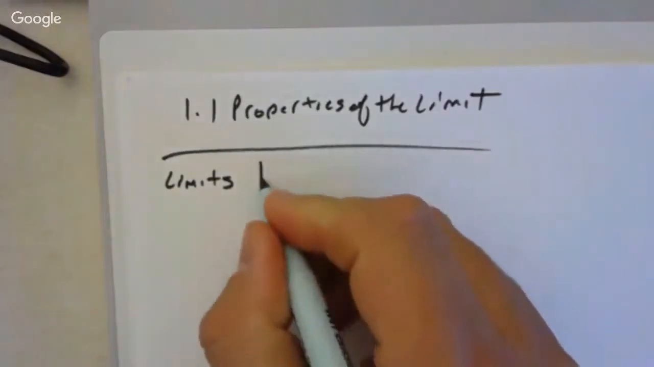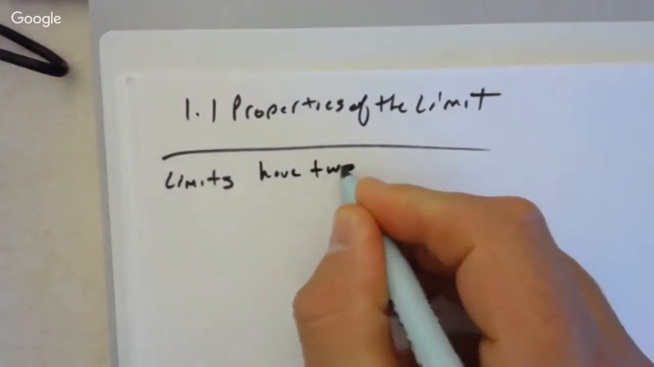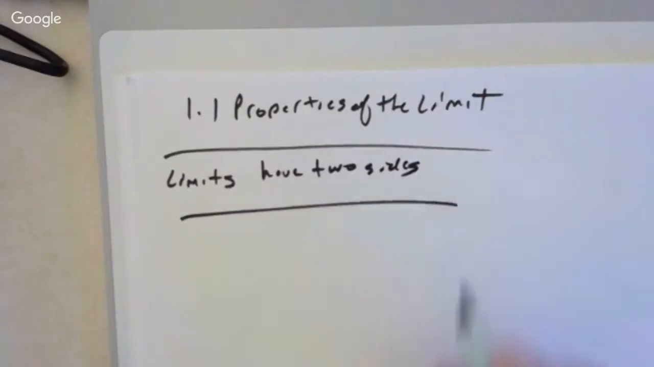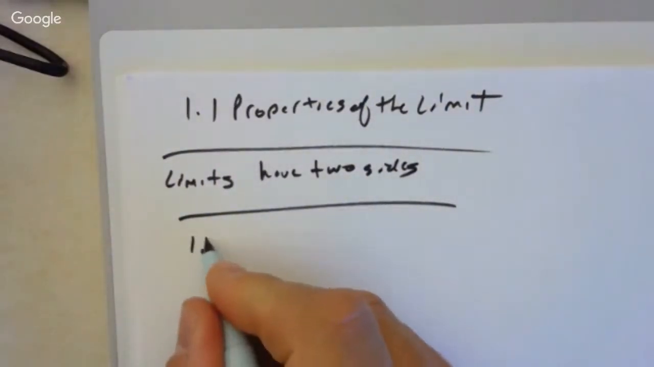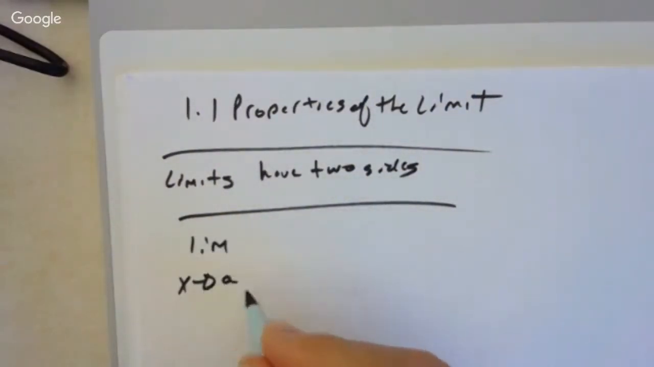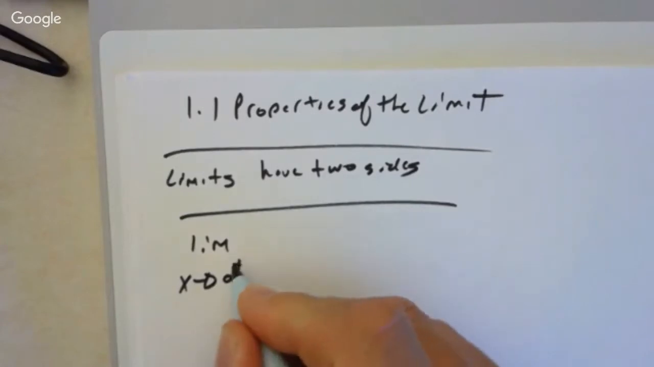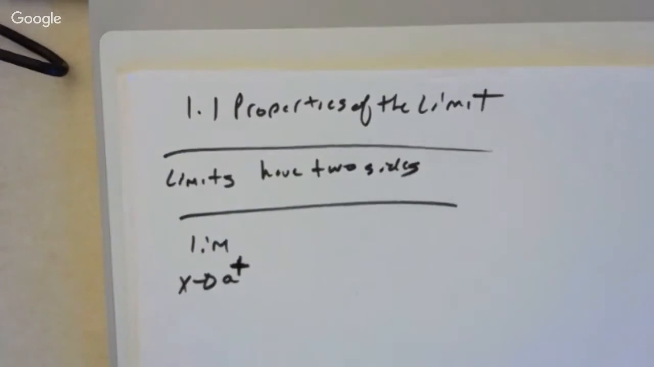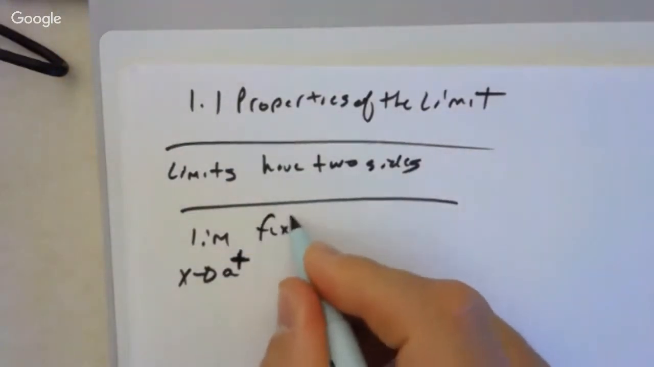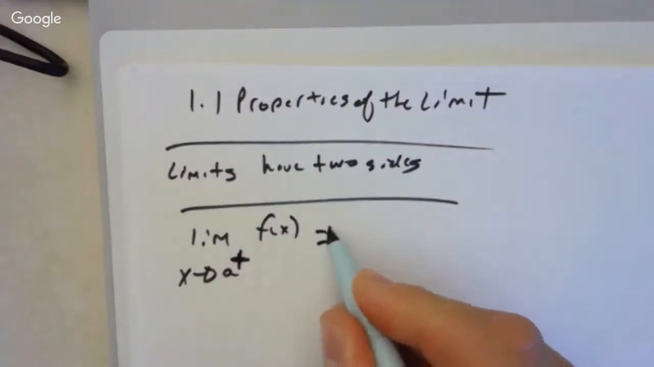So limits have two sides to them. Limits have two sides, and it is very important. They have a left side and a right side. The limit as x approaches some value a that's in the domain from the right-hand side. Why do we denote right-hand side? We have to put that little plus sign because we're coming from the right, coming from the positive side of f of x. This is denoted as our right-hand limit.